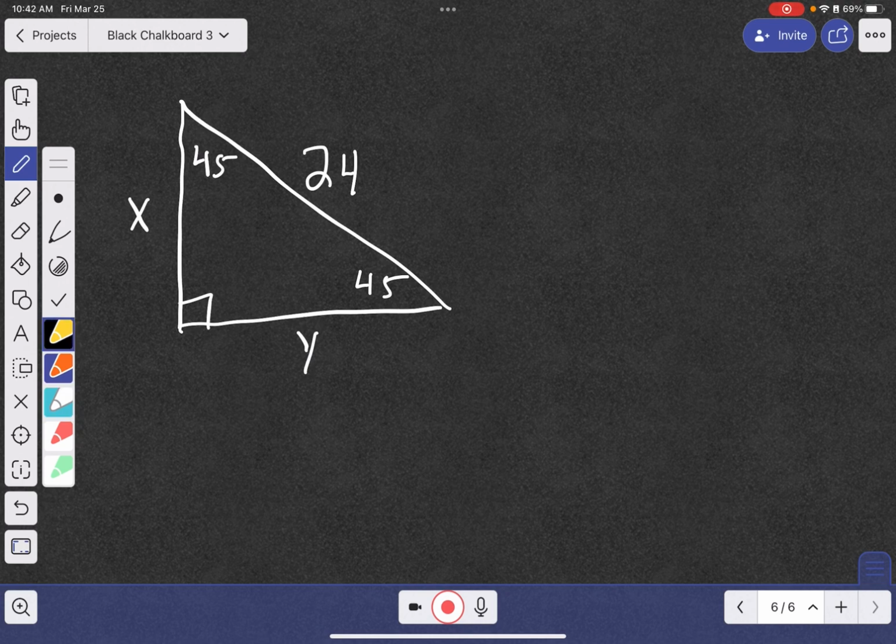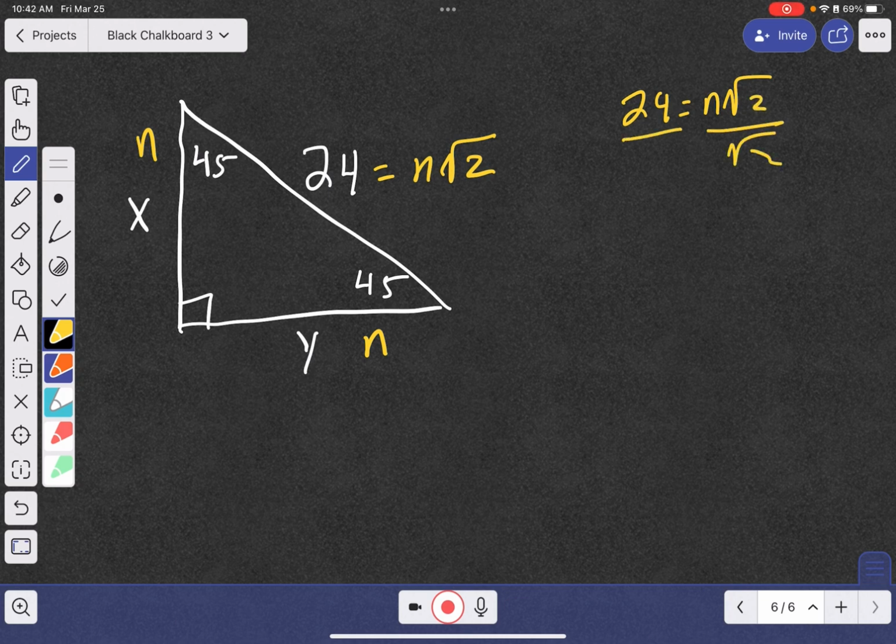Sounds like we're done. So label the sides. n and n. 24 is n times the square root of 2. Set those two things equal to each other. So we've got 24 equals n times the square root of 2. Divide by the square root of 2. That gives us 24 over the square root of 2 equals n.